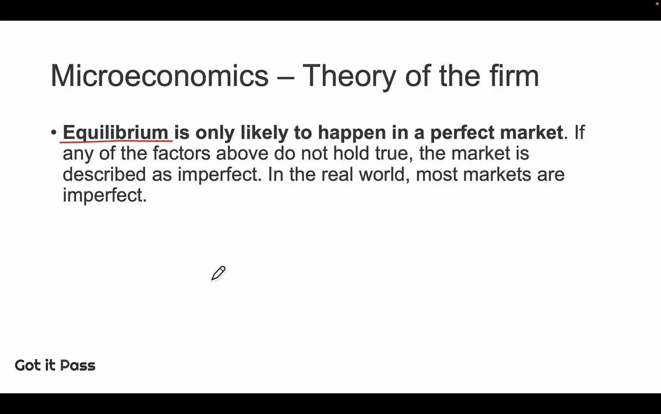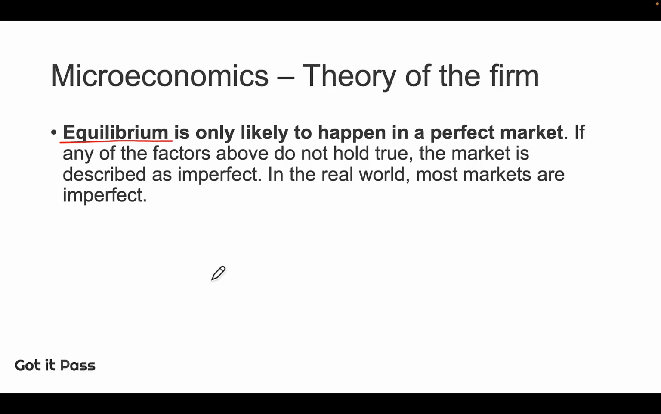If any of the factors above do not hold true, even only one, say perfect information, the market is described as imperfect. In the real world, most markets are imperfect because we cannot have the same information circulated through the market and all participants receive it at the same time. We also cannot have identical features of products from different suppliers. So it's very hard to find a perfect market in the real world.